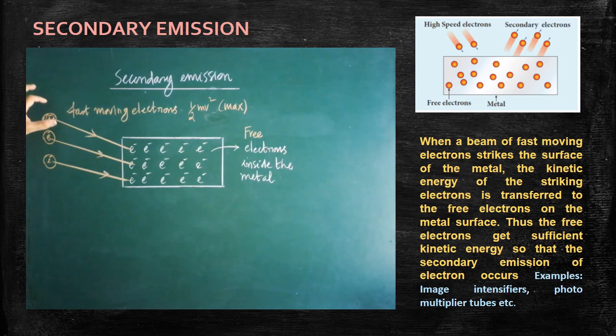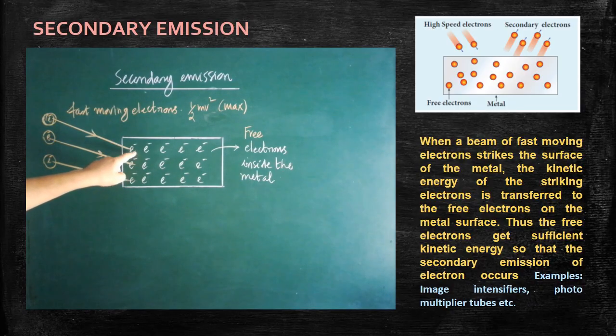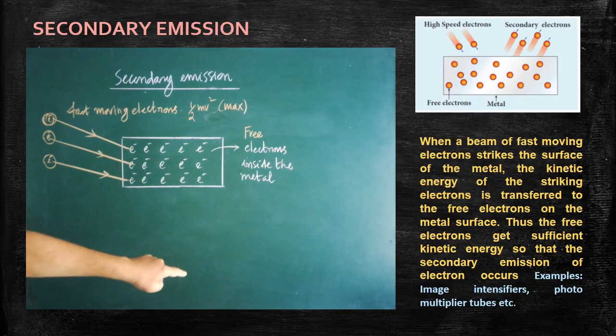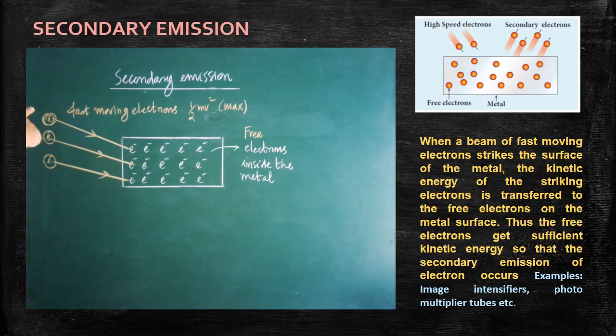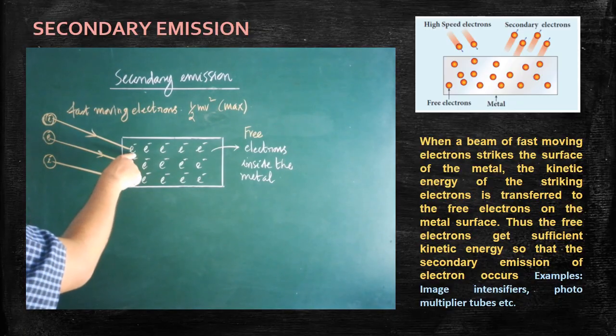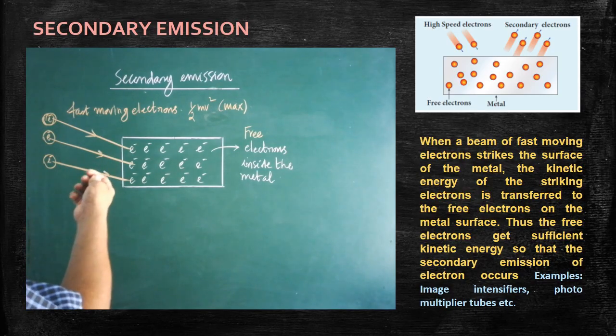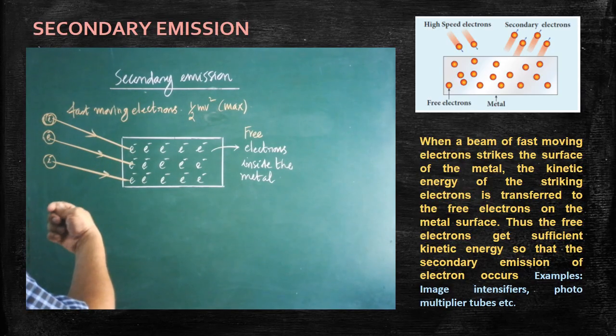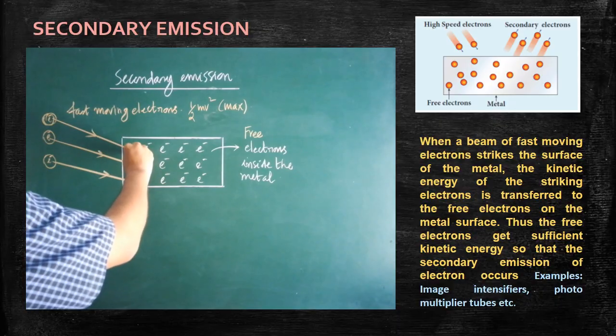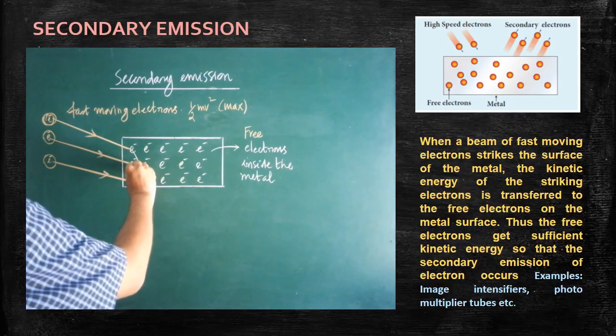They have a sufficient amount of energy and are able to transfer their energy to the free electrons. After gaining a sufficient amount of energy, these electrons become free and are ejected out from the metal surface. So these are the fast moving electrons, made to be incident on the electrons of the metal. After gaining the energy, meaning the energy of the work function, these electrons come out from the metal surface.